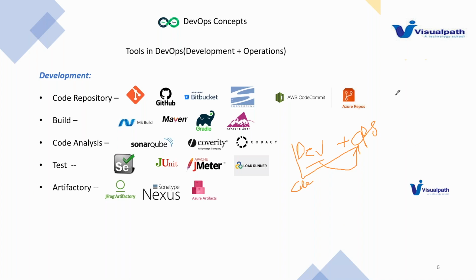To achieve that, we have some tools. We use code repositories: whenever the developer writes code, we commit or push the code to the repositories. After that, the code will be built. We have human-readable code, and then using build tools, we convert that to machine-understandable code by compiling the code.